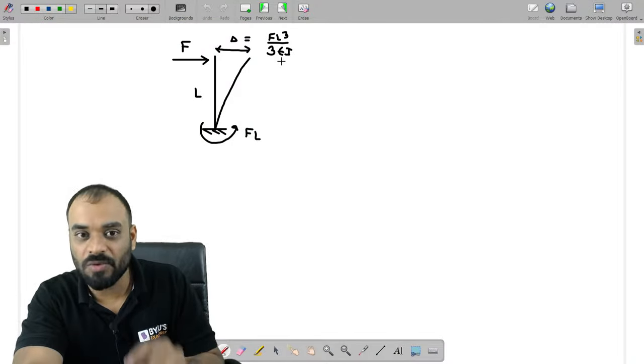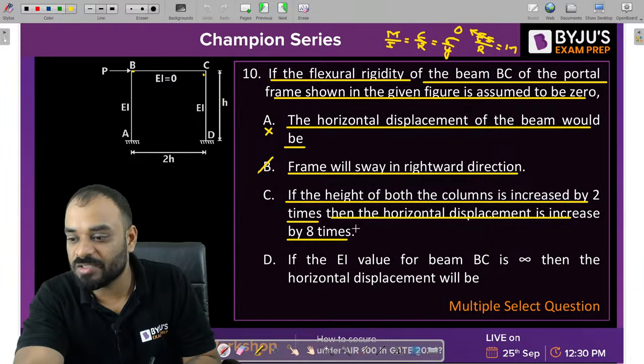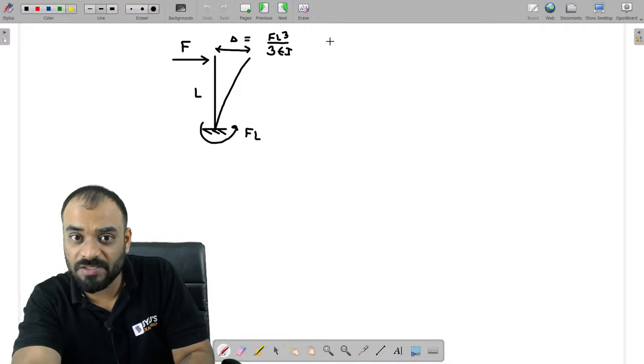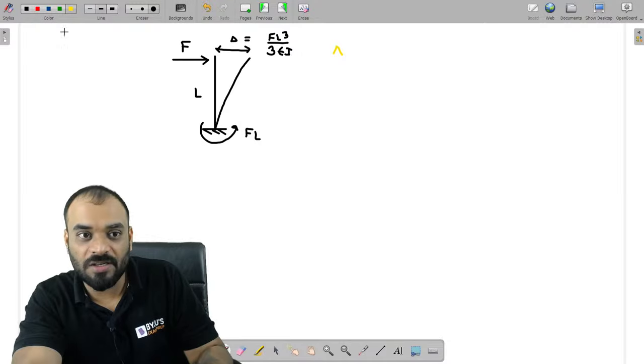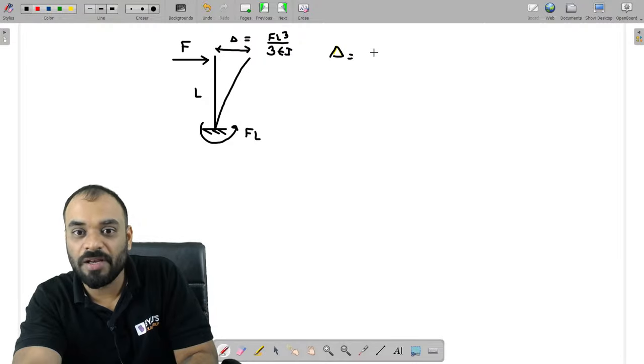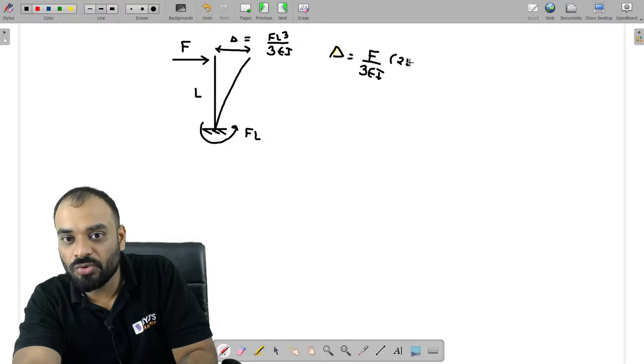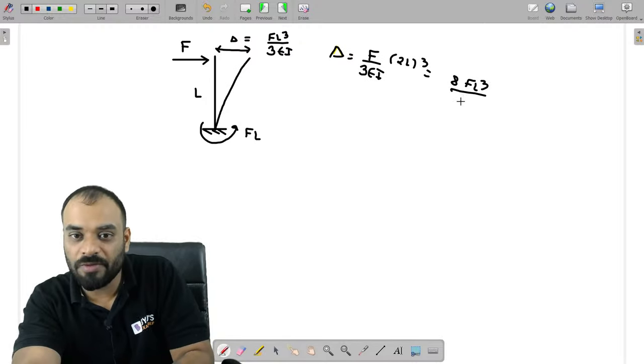Now tell me guys, what will happen in this case? If you increase the height of the column by 2 times, the horizontal displacement will increase by 8 times. Yes, it is so. Why? Because you can see here guys, this value of delta is depending upon length of the column, right? So if I increase this particular value by 2 times, that means F upon 3EI into 2L cube. So it will become 8 times FL cube divided by 3EI. So this is nothing but our delta value.